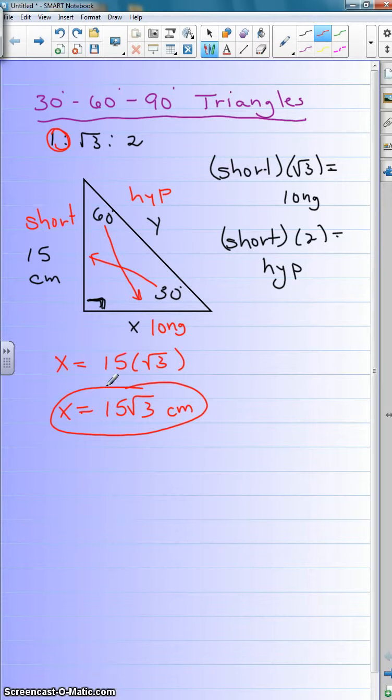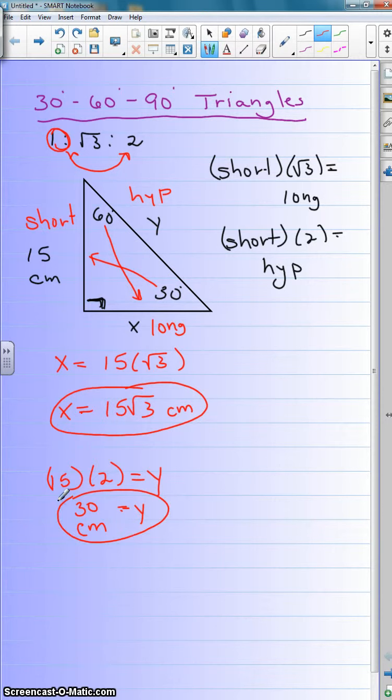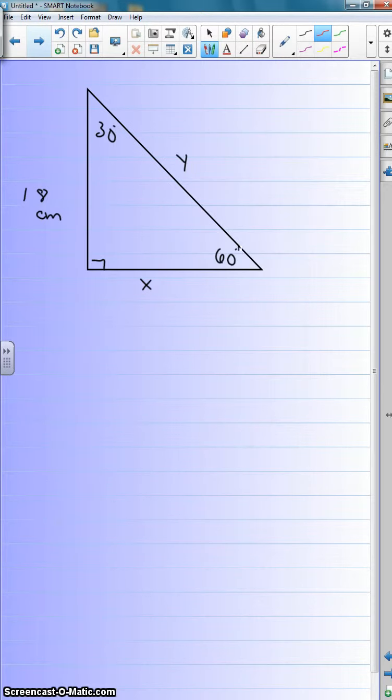Next I'm going to move to the hypotenuse. The hypotenuse is the short leg times 2, and in the ratio it's the 1 to 2 ratio. So I'm going to take 15, which is my short leg, times 2, and I will have y, which is my hypotenuse. 15 times 2 is 30, so 30 centimeters is my hypotenuse. Now the short leg is the easiest leg to work from, so you always have to keep going back to that short leg.